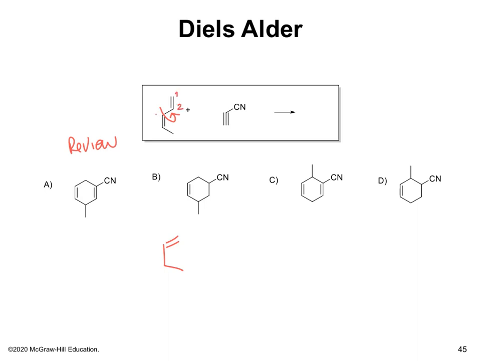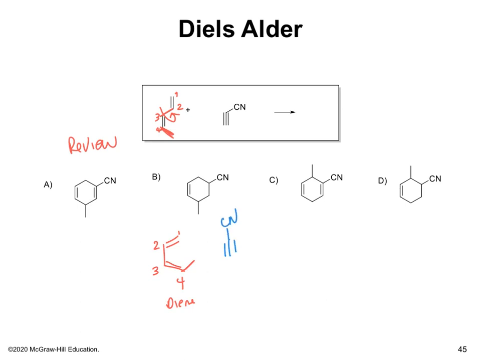Let's see, 1, 2, 3, 4. And if this goes this side, this goes this side. You see how they're cis? Those are cis. Okay, so here is 1, 2, 3, 4. This is your diene.